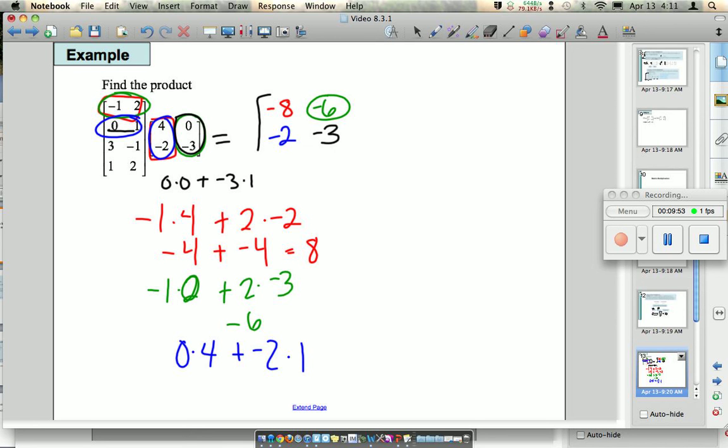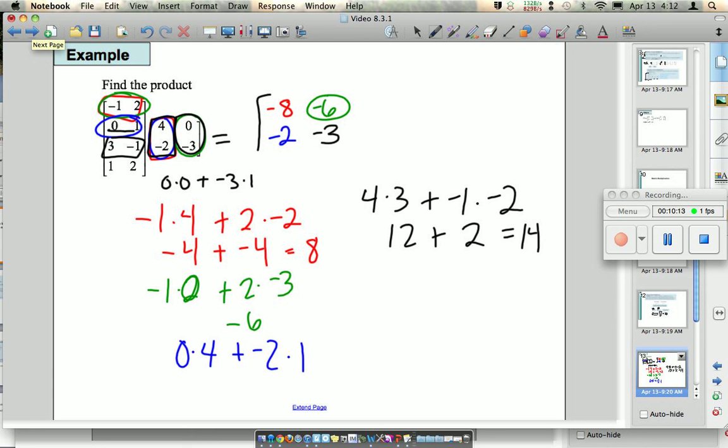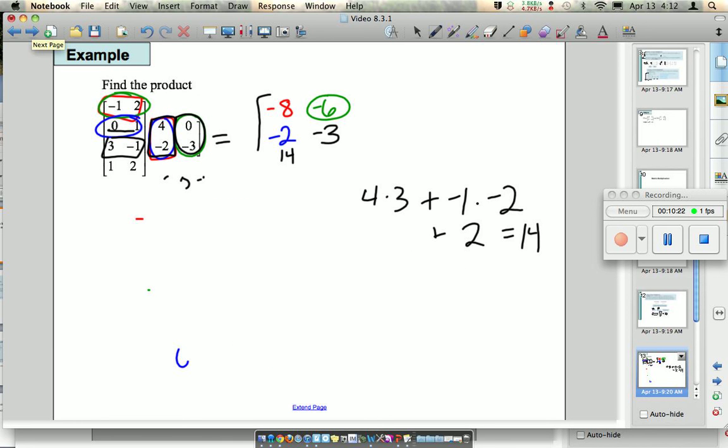Now I'm on to the third row. So I'm on the third row, first column. So it'll be 4 times 3 plus negative 1 times negative 2. And I'll get 12 plus 2, which is 14. So third row, first column, I'm at 14. Now I'm going to do third row, second column. So 3 times 0, negative 1 times negative 3. So I will get 3.